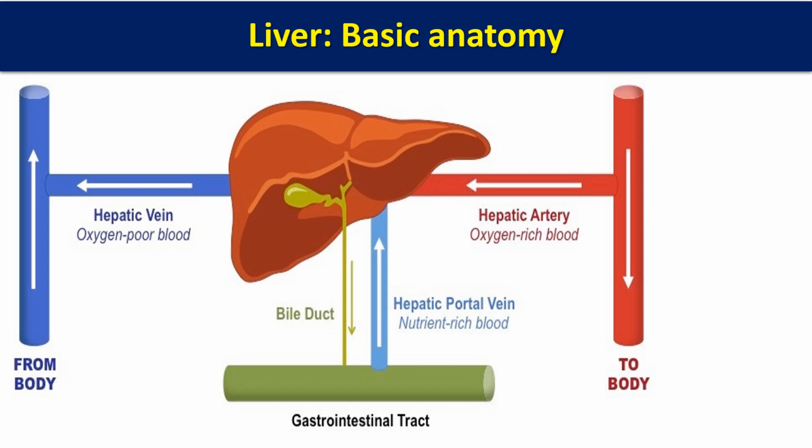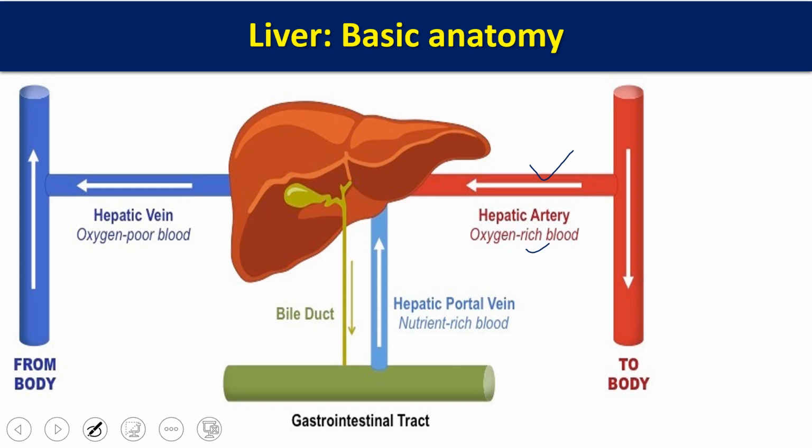So basically, this is how different kinds of blood and secretions go into the liver or out of the liver. Roughly, we have two sources of blood in the liver. In our body, the liver is the only organ which receives blood from two different sources. One is from the heart, through the hepatic artery, which carries oxygen-rich blood, because from the lung blood goes to the heart, and from the heart it comes to the liver.